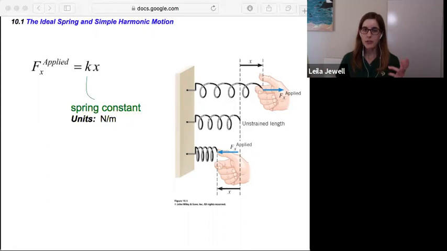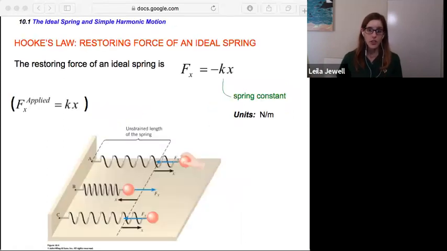Now this is the amount of force that you have to apply in order to stretch or compress the spring. But oftentimes we want to focus more on the spring itself. So if we focus on the spring itself, then we have the restoring force of an ideal spring, which is another name for Hooke's law. So the restoring force of an ideal spring is exactly the same as the applied force, but with a negative sign. Why is that?